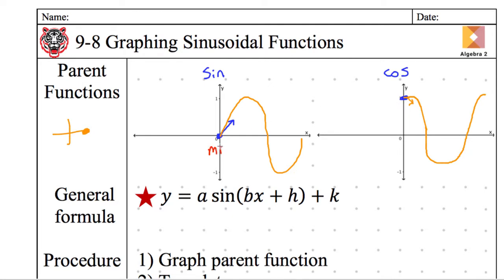I want to label that. We started at the midline for sine. But for cosine, we started at the min, max, or midline? Max. We started at the max. That will be very useful for us in this lesson. Make sure we really understand that.